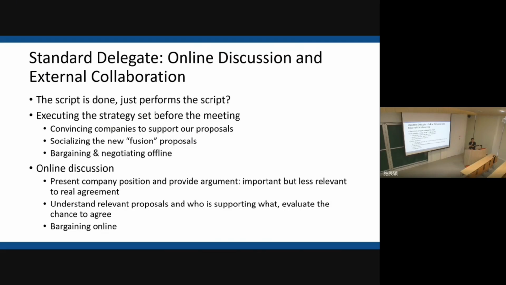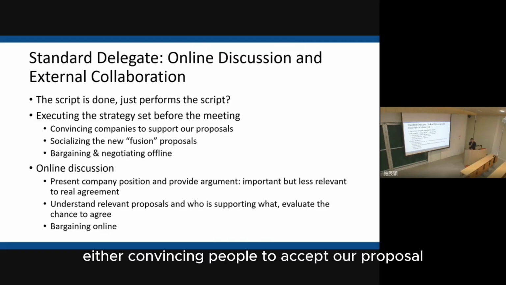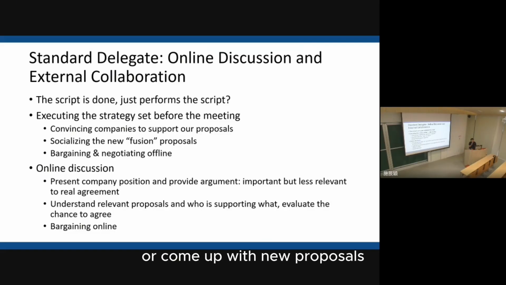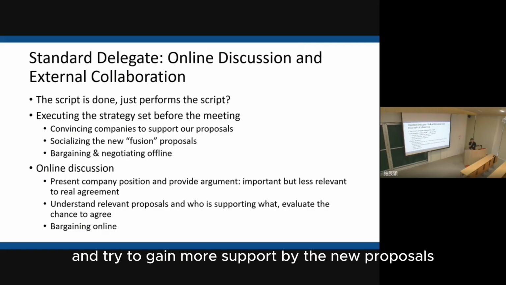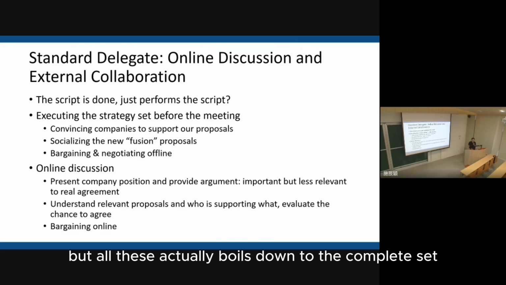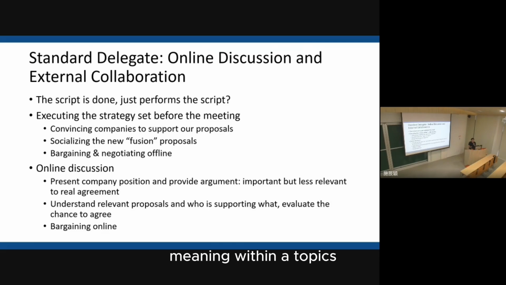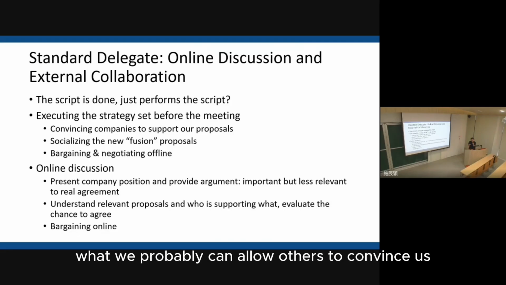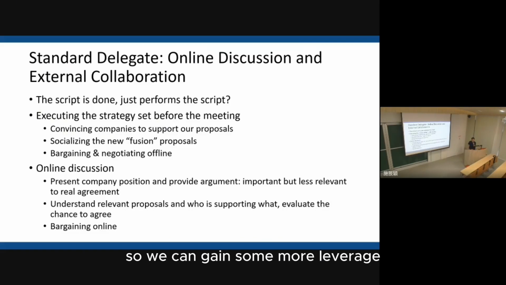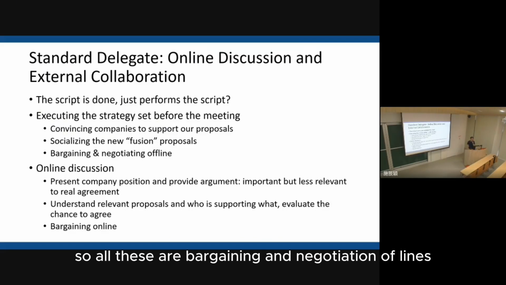Okay, so we either convince people to accept our proposal or come with new proposals and try to gain more support through them. But all this actually boils down to the complete set, meaning within a topic, what we're trying to push for and what we can compromise, what we try to convince others, and what we can allow others to convince us so we can gain some more leverage. So all these are bargaining and negotiation lines.